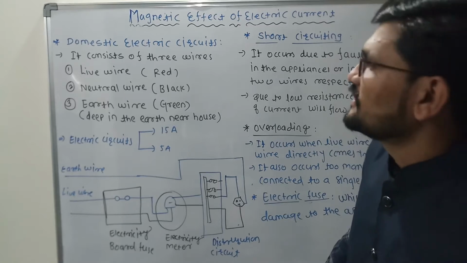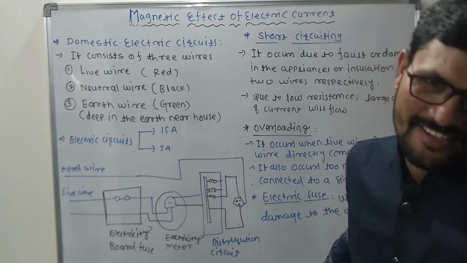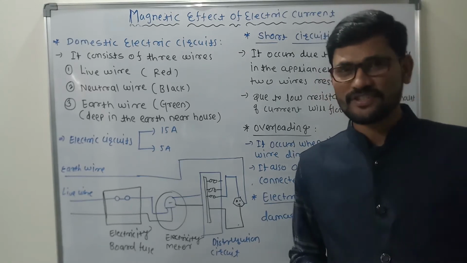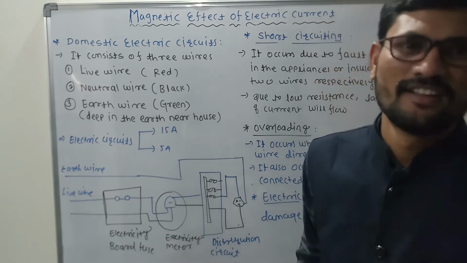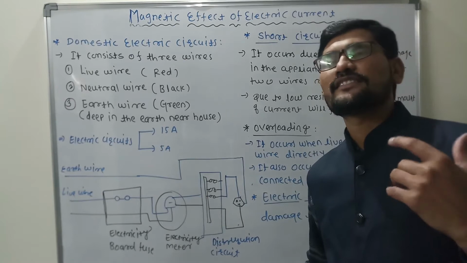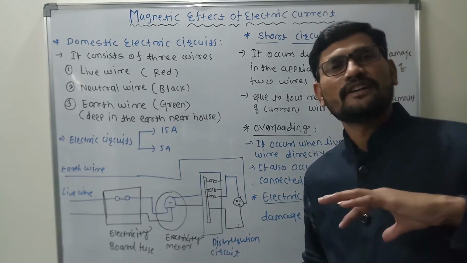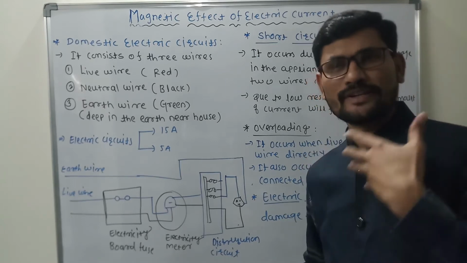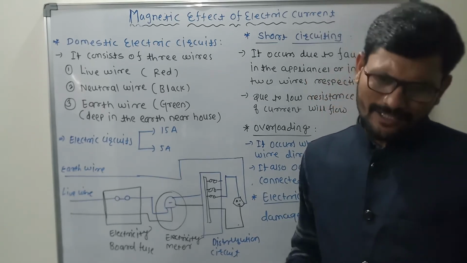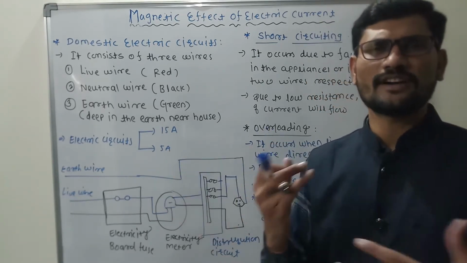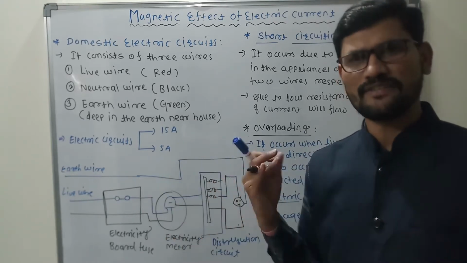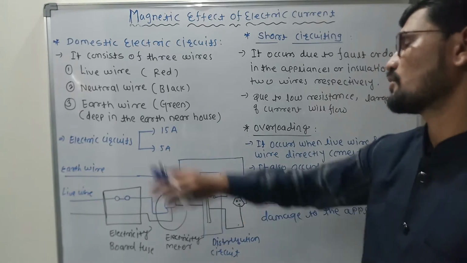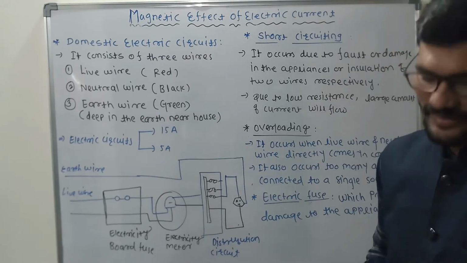Next one is the domestic electric circuits. Hope everyone is very much aware of this concept. Clear? Domestic electric circuit means, when electric energy is distributed to houses, schools and offices, how do all these things function? How are they functioning? That is what we want to discuss, and that phenomenon is called the domestic electric circuit.